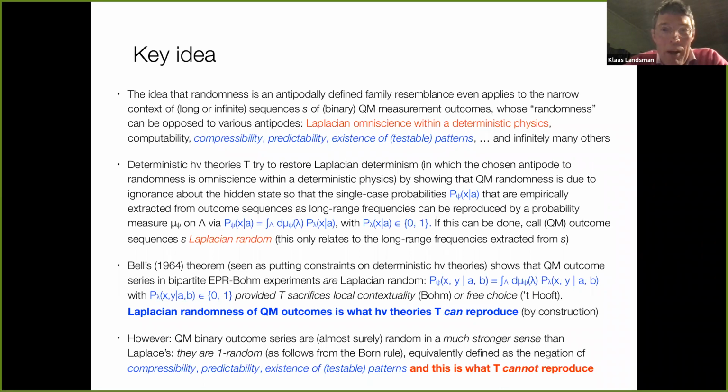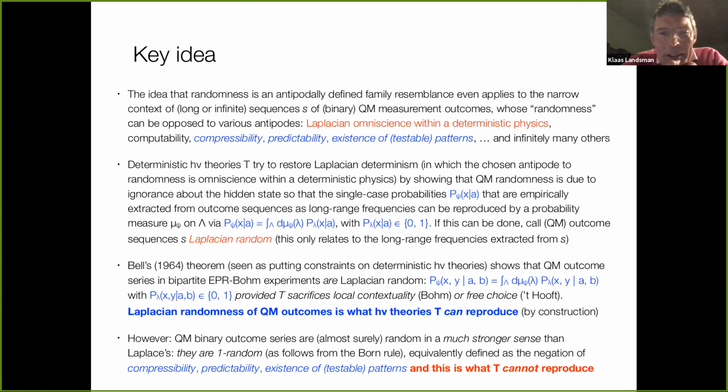For example, one of the opposites would be Laplacian omniscience within deterministic physics. Another opposite, another antipode to the randomness of such a binary sequence could be computability. It could be compressibility, it could be predictability, it could be the existence of testable patterns, and literally, mathematically speaking, there are infinitely many other antipodes to the notion of randomness of a long or infinite binary sequence. All right, that's point one.